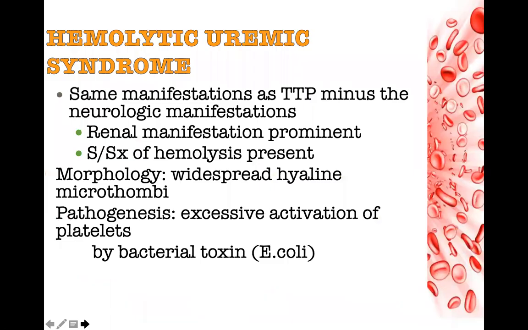Hemolytic uremic syndrome, as I've mentioned, they present with the same manifestation as thrombotic thrombocytopenic purpura without the neurologic manifestation, but the renal manifestation is prominent. Hemolytic uremic, so there is uremia. So you have signs and symptoms of hemolysis that are present. Again, it also is similar to TTP where you have widespread hyaline microthrombi. Again, this time the excessive activation of platelets is by a bacterial toxin secondary to E. coli infection.